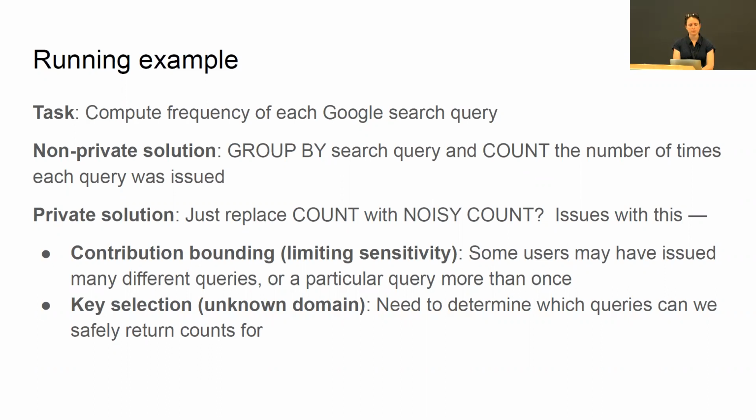Some users may have contributed a lot of different search terms to the data set or searched the same term many times, and we need to limit the total number of contributions for any given user so that we can determine the sensitivity of computations. And similarly, we can't just output a count for all the queries in the data set because that might reveal a search query that uniquely identifies an individual, and we can't efficiently enumerate all possible search queries, so we can't just output a noisy count for each possible search query.